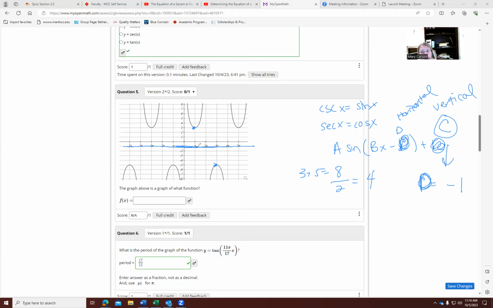Then we are going to look at our amplitude. Since this is our baseline here, our amplitude is, you count 1, 2, 3, 4. So our A value is going to be 4. 4 this way and 4 down. All right.